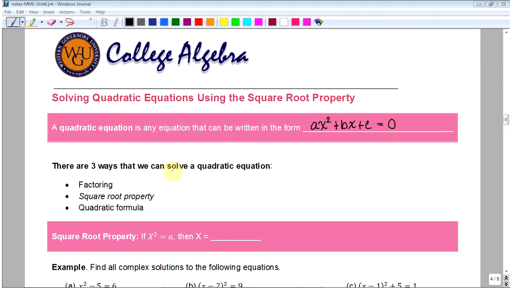There are three ways that we can solve a quadratic equation. We can use the factoring method, which you've seen if you watched the zero product property video, the square root property, which we're going to go over now, the quadratic formula, or there's actually 4 ways. Another way is completing the square. We're not going over that today, but we want our list to be complete. Completing the square gives us a way to solve using the square root property, which you're going to learn right now.